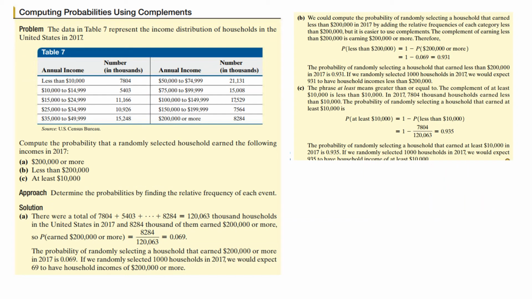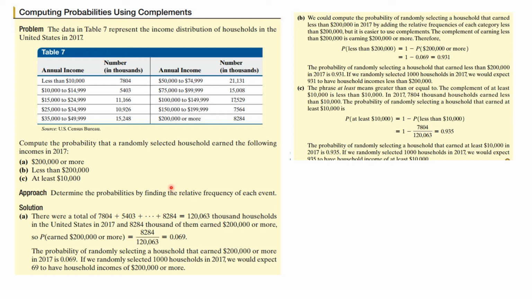Here's a more complicated problem. This data represents the income distribution, and so you can see that we have different slices of income here. So we could ask about various probabilities. Compute the probability that a randomly selected household earned $200,000 or more. Well, that would be this many people because you're only in one of these brackets, so it's going to be this number, divided by the grand total. Now you have to add this up to get the grand total, but here's what you would get. You would add up all those numbers using Excel perhaps, and you would get 8284 over 120,063, and that would be almost 7%.